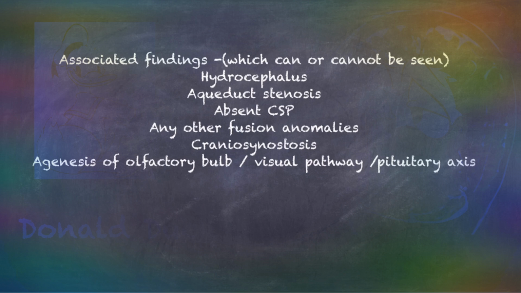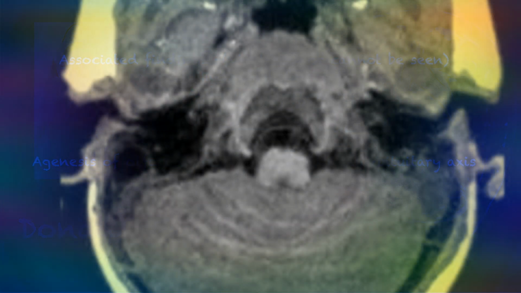Now never stop at just one pathology. Since you know that congenital anomalies are associated with other congenital anomalies, they are rarely isolated. So you can also see hydrocephalus in these patients. Aqueductal stenosis can also be found. Absent corpus callosum can also be seen, or any of the congenital brain anomalies or VACTERL anomalies can be seen. Thank you for watching the video. This was all about Rhombencephalosynapsis.